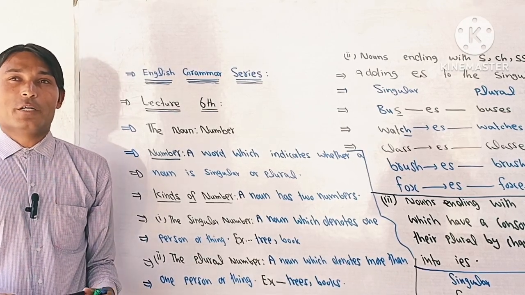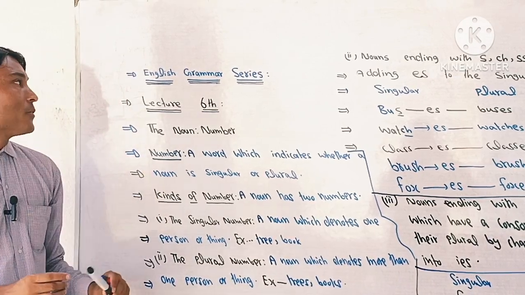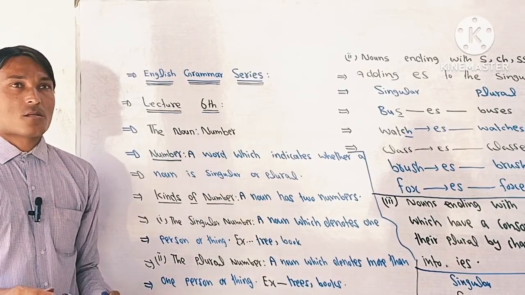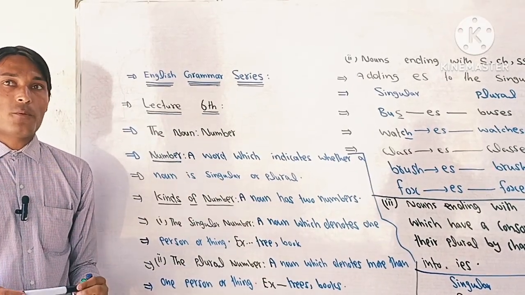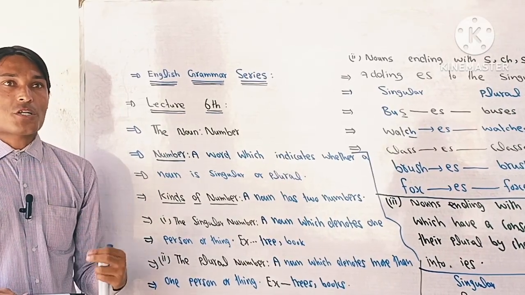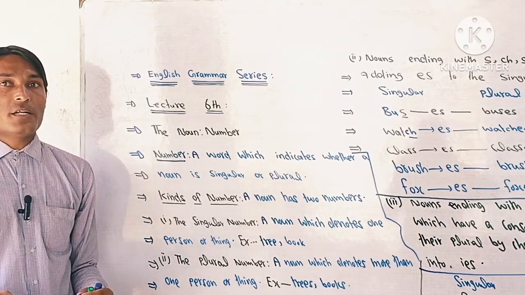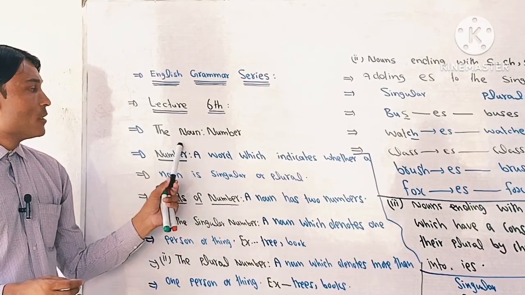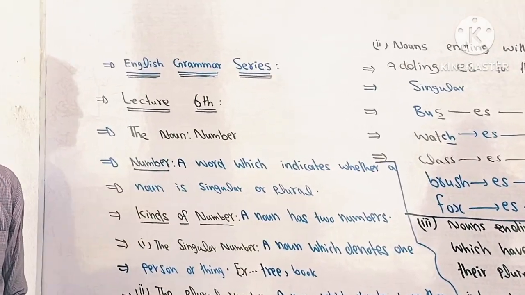This is Ansar Ahmad. In today's video, I'm going to talk about the English grammar series, video number 6. Before this video, I have uploaded 5 videos in which I explained the noun and its kinds. And today's video, I'm going to talk about the noun number.